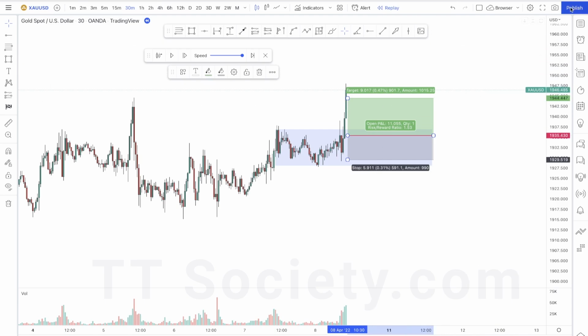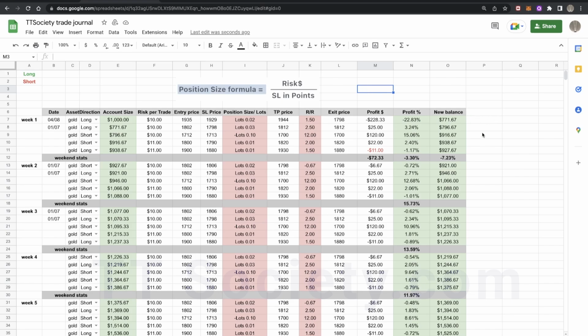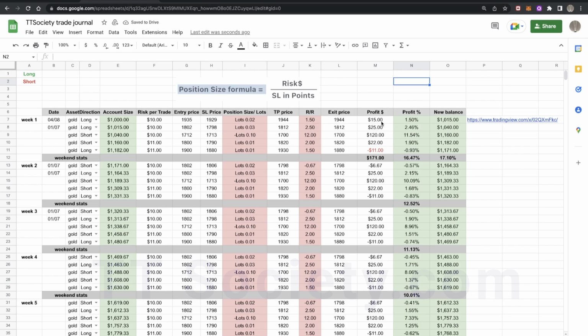So now we're actually going to take the trade, take a screenshot. We can do that here. Copy a link to chart image. We're back in our journal, and we can add an extra row here, a field where we are going to put in our TradingView chart. Now the exit price was 1944, 1.5 R, profit of $15, 1.5%, which makes it 1015.